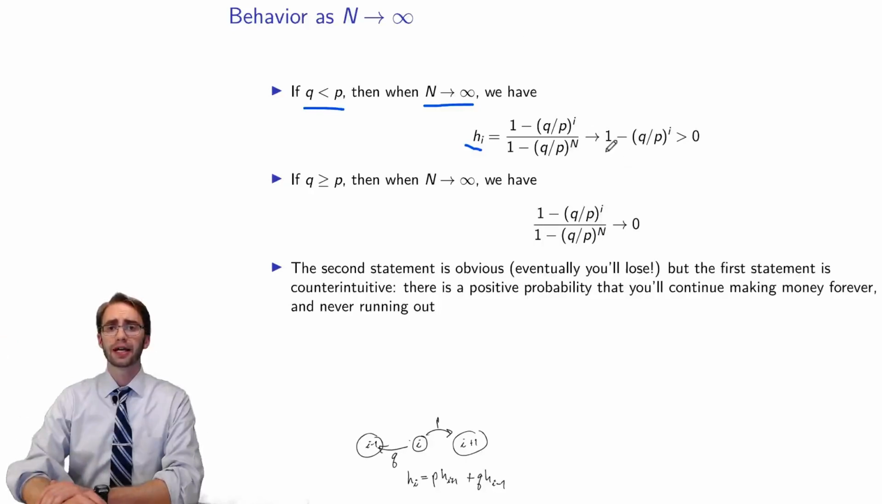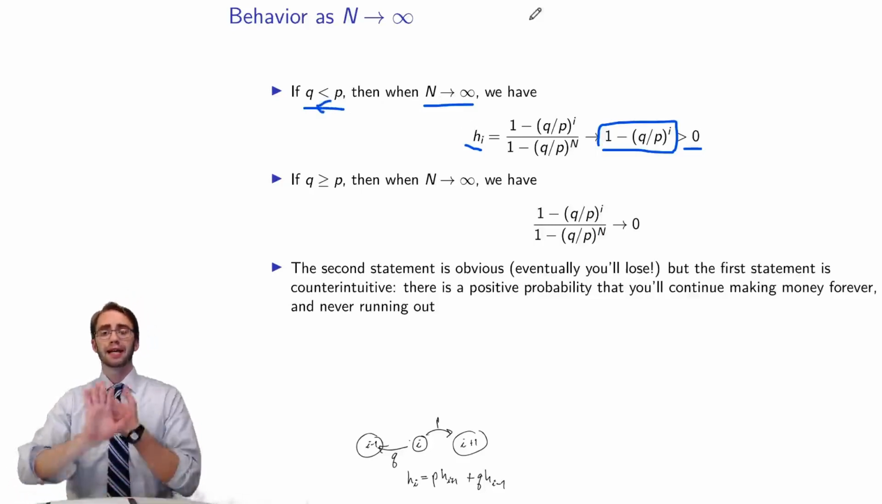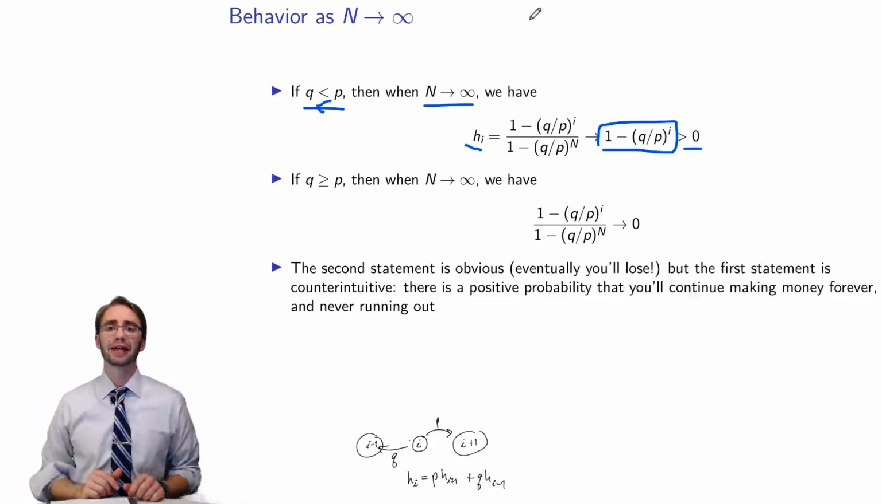but h of I is equal to this quantity here. It approaches 1 minus q on p to the I, which is strictly positive, because I assume q is less than p. So then as n goes to infinity, I still have this positive probability of ever actually achieving my goal.